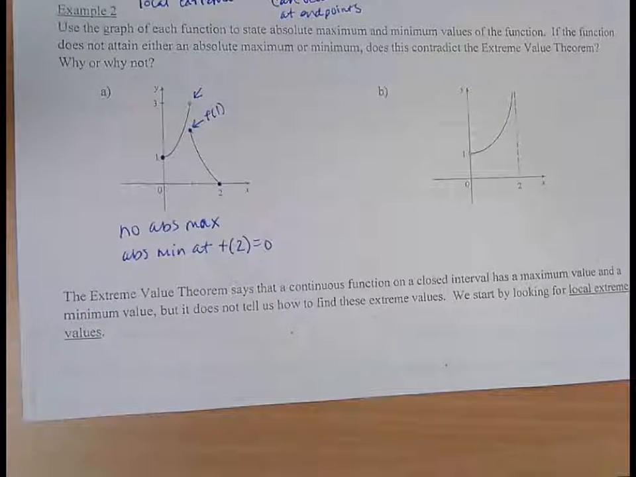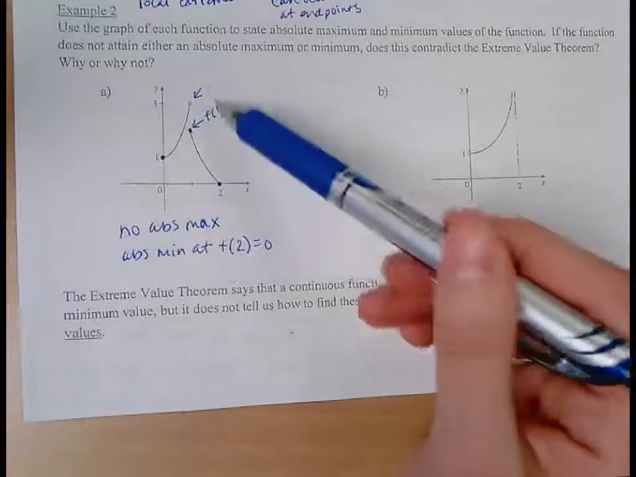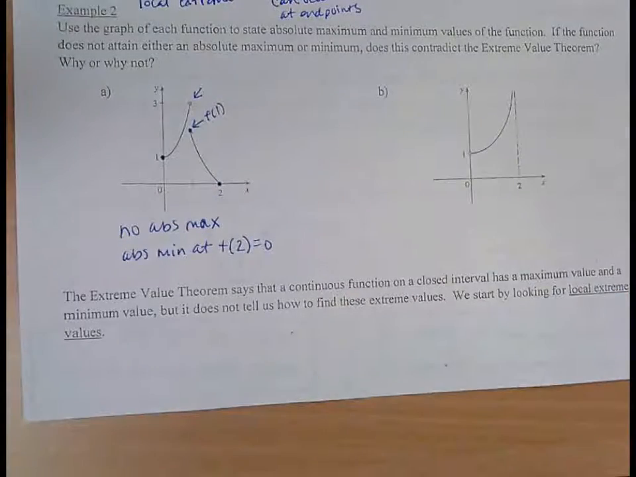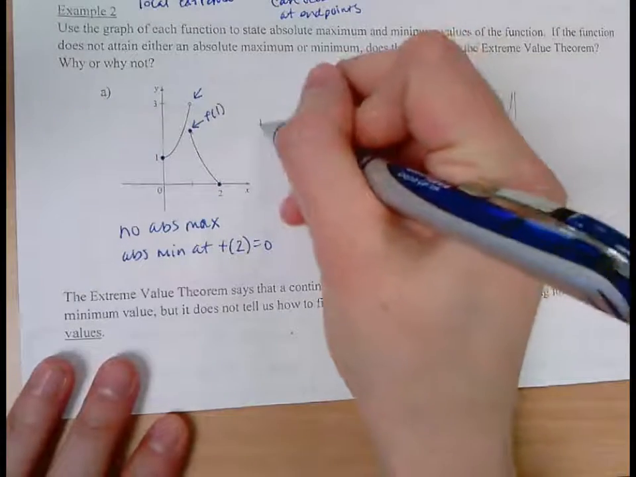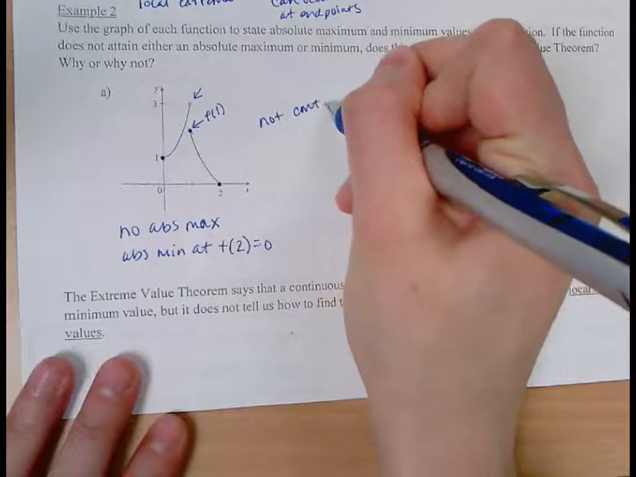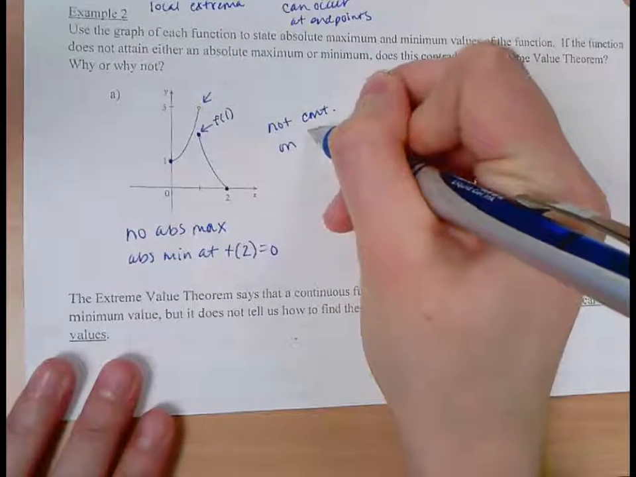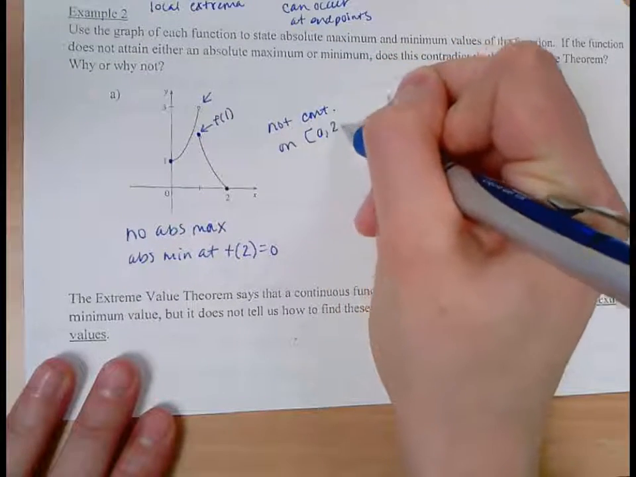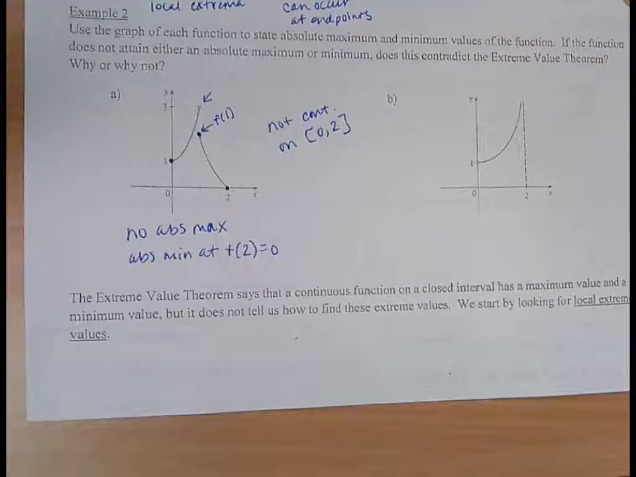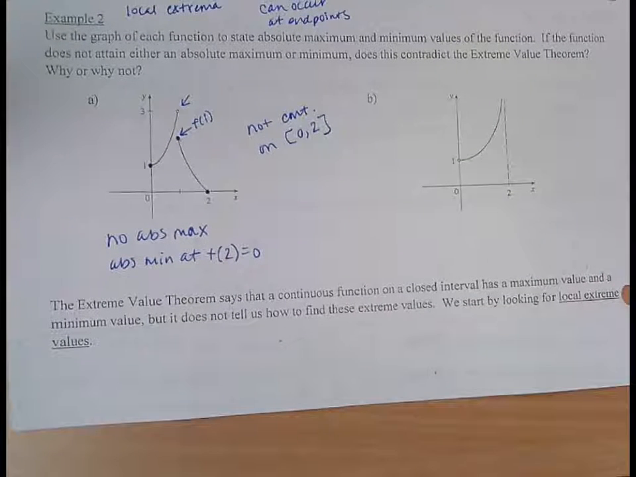So then, because there's not an absolute max, the extreme value theorem states that there will be as long as the conditions are met. What condition is not met for this function? It's not continuous. So we can say here, it's not continuous on the closed interval from 0 to 2. So therefore, it doesn't contradict the extreme value theorem with the fact that it doesn't have an absolute max. So then for B, does B have an absolute max?